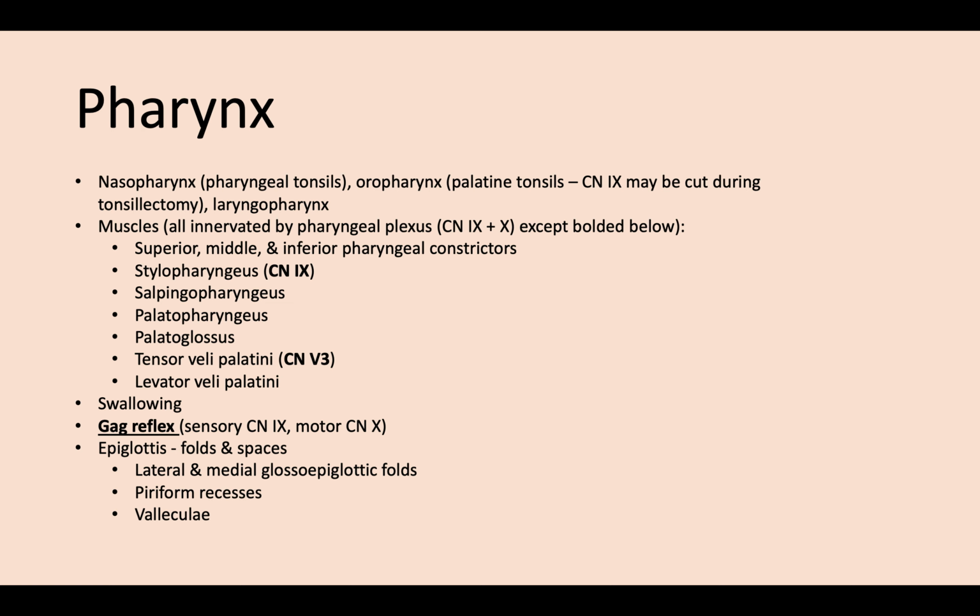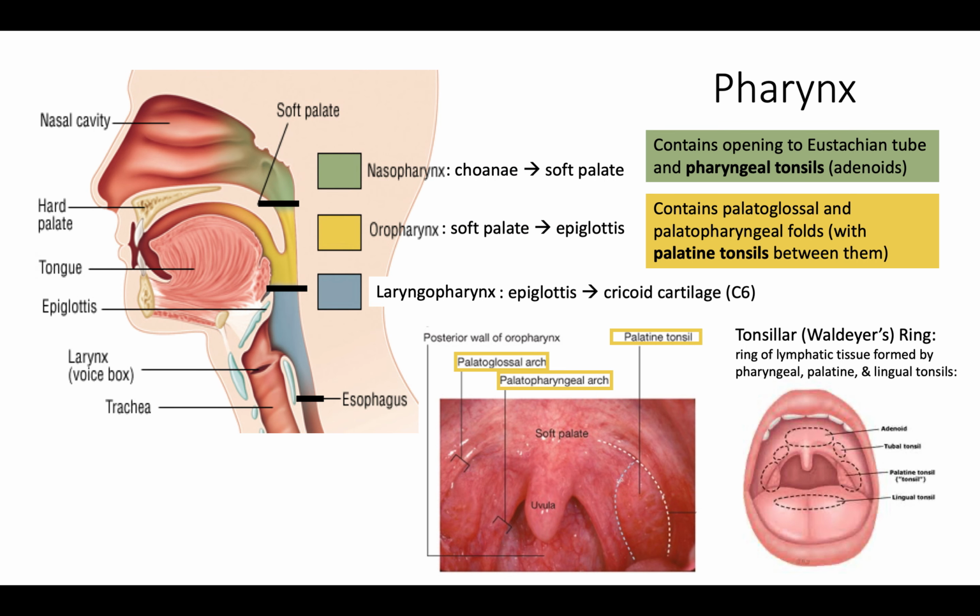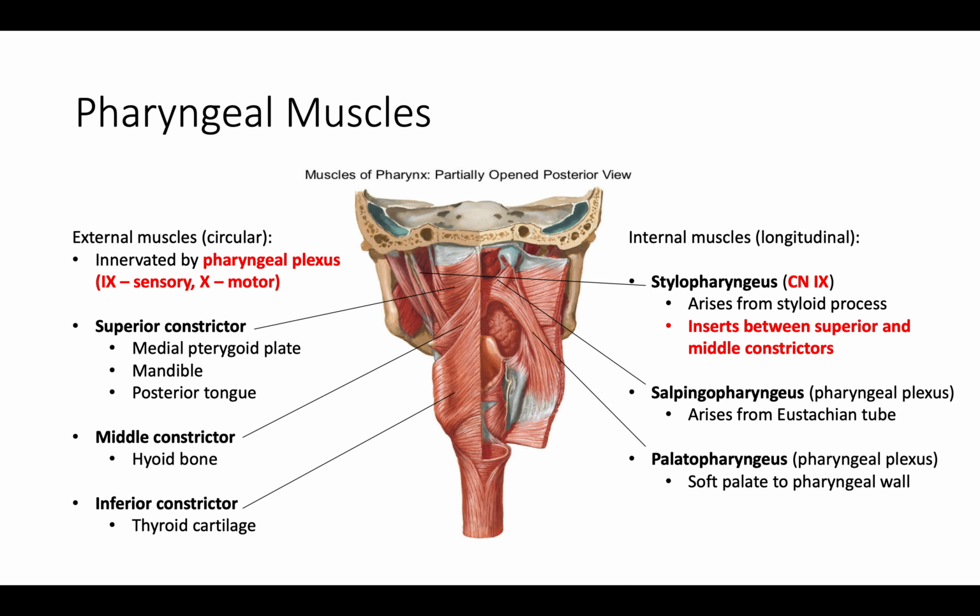And then we'll talk about the epiglottis. So here's just looking at the pharynx. We've got the nasopharynx, oropharynx, and laryngopharynx going all the way down to our cricoid cartilage. So here's our muscles again. So superior constrictor is going all the way down to our hyoid, and then our middle constrictor comes in, and then under that is going to be inferior.